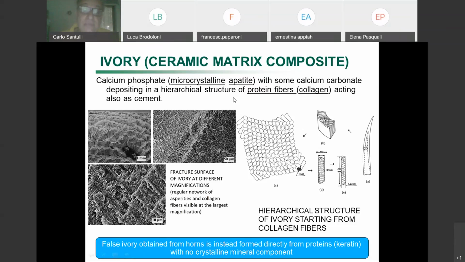Here again in ivory we have some hierarchical structure which starts from collagen, of course. Then the collagen fibers are arranged in different ways. Remember that in materials we call fibers something sufficiently elongated. They have a sufficient ratio between the length and the diameter, at least 10, I would say, at least an order of magnitude, to be considered fibers. Otherwise, we call them particles.